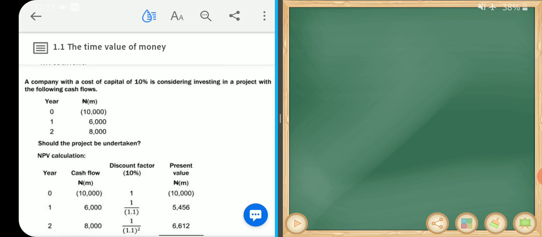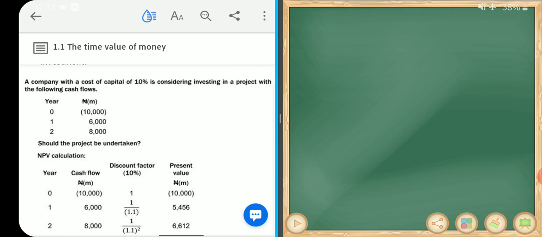They said a company with a cost of capital of 10% is considering investing in a project with the following cash flow. At year 0, which is usually our investment year, you can see that the 10,000 is negative, meaning they are investing 10,000 naira, or sorry, million, because it's raised to power million. So we are investing 10 million naira in this project. Now in the first year we are expecting to get 6 million naira inflow, and in the second year we are expecting to get 8 million naira inflow.